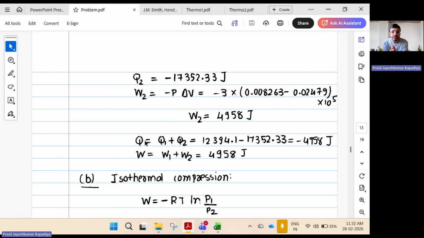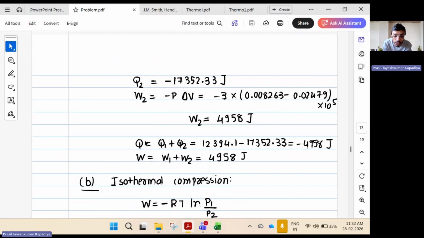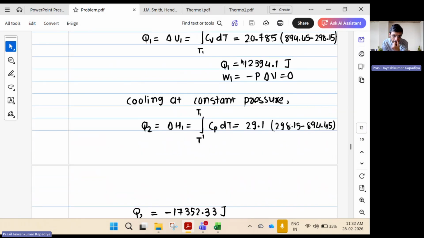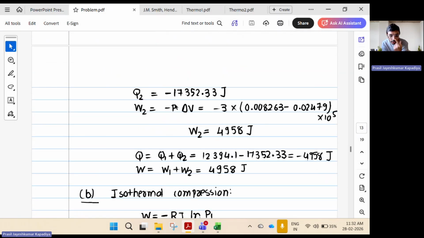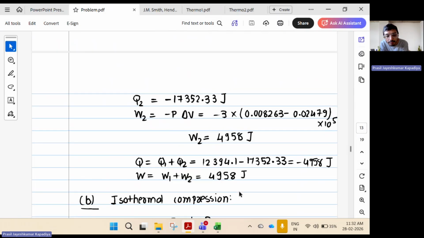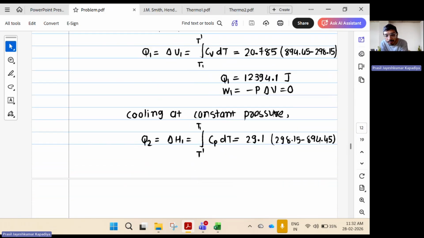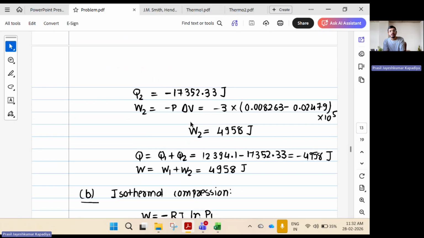As you know by intuition, the final and initial temperatures remain the same. So delta U is equal to Q plus W, and as delta U is 0, my Q should be equal to minus W. So let's try to verify it. Q is equal to Q1, 12394.1, plus Q2, minus 17352.33. That comes out to be minus 4958 joules. And W is equal to W1 plus W2. W1 is 0 and W2 is 4958 joules. So Q is equal to minus W. That is what we are trying to satisfy, or rather, we are getting it on its own.